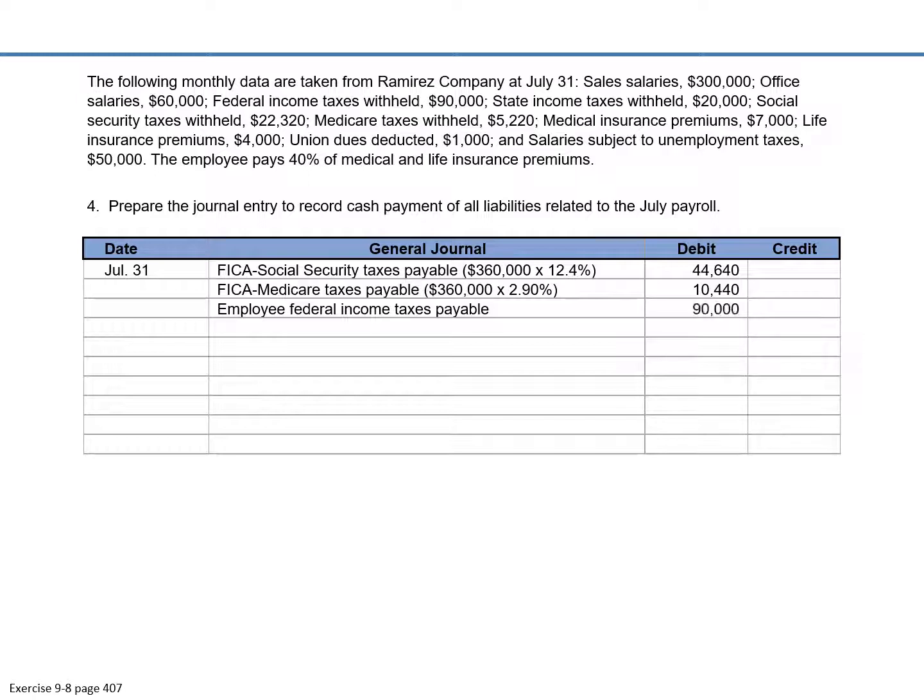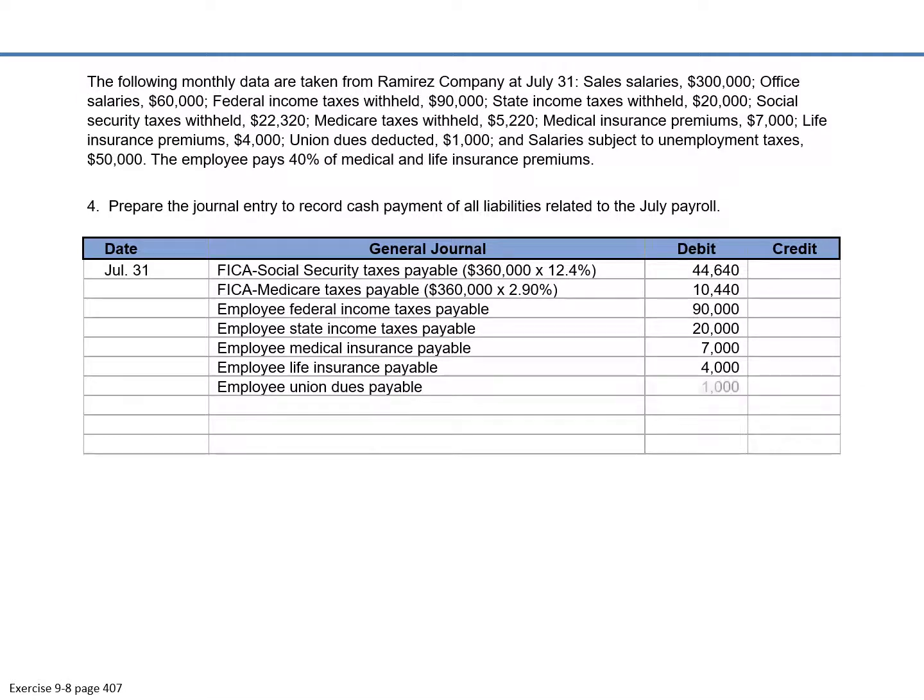Then you reduce your federal income tax liability, which was $90,000 on the previous slide. Then the state income tax payable, we're going to reduce that, which was $20,000. The medical insurance payable that the employees and the employer pay for the total, $7,000, reduce that payable. Reduce the employee life insurance payable, which is a total of $4,000. Union dues was a total of $1,000. We'll reduce that payable. Then we're going to reduce our state unemployment payable as well as our federal unemployment payable and our credits to cash. So all those payables you put on your books, you just take them all to zero, basically. Okay?